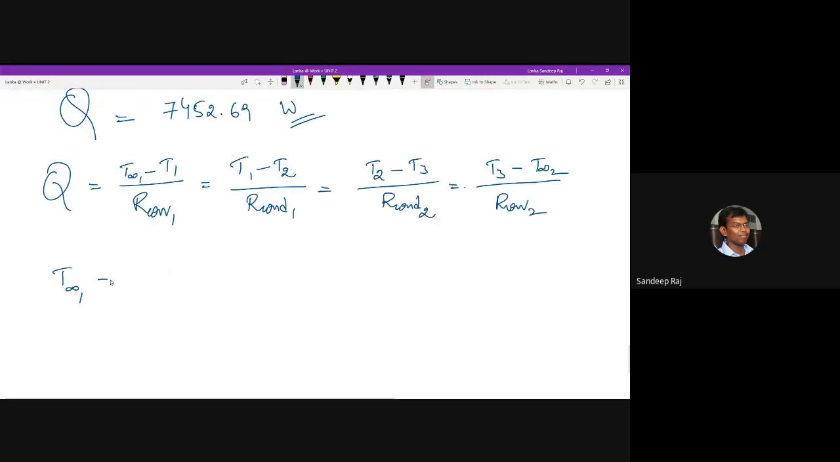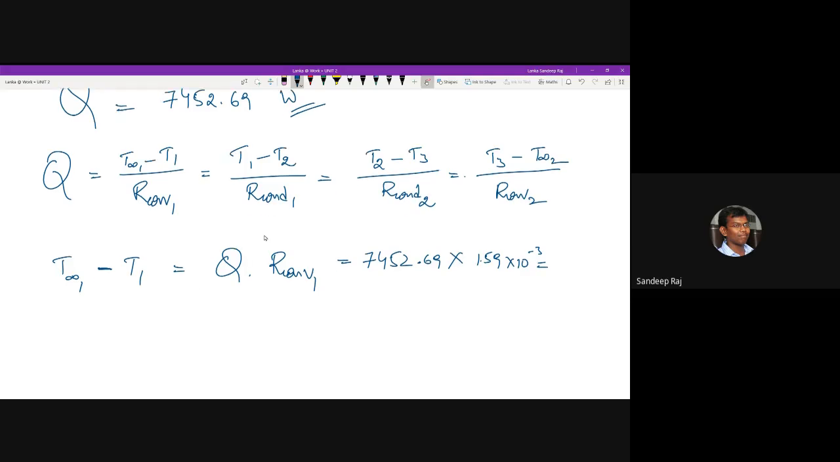If that is the case, it is equal to Q into R convection 1. I have the Q value as 7452.69, into the R convection 1 value, which is 1.59 into 10 to the power of minus 3. Then I will get the T infinity 1 minus T1 value. This is the temperature drop within the gas.